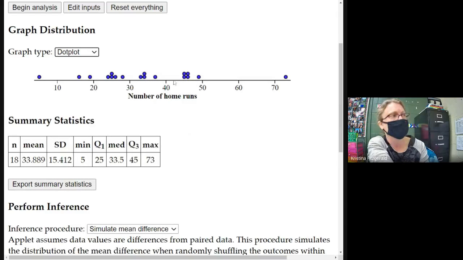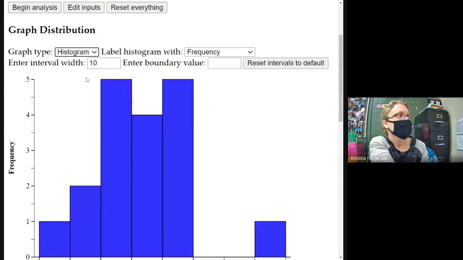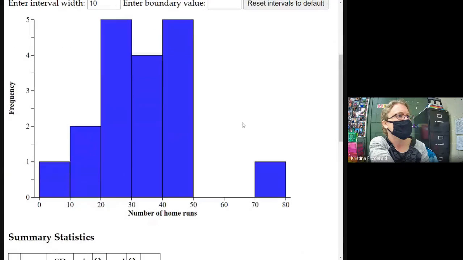Another group did the dot plot, which we already looked at: just a number line, put your dots. The stem plot, we generated pretty quickly too. That also reveals that gap here, but again, it fits in our 1.5 rule if we calculate. And then you've got a histogram here as well.